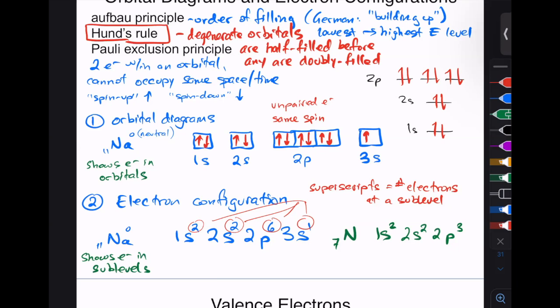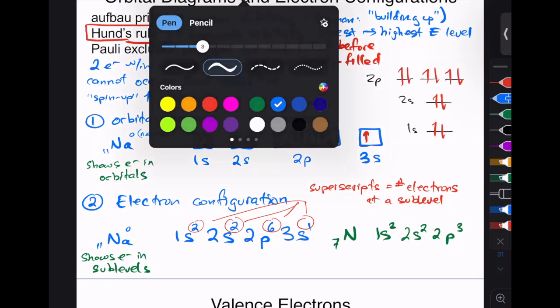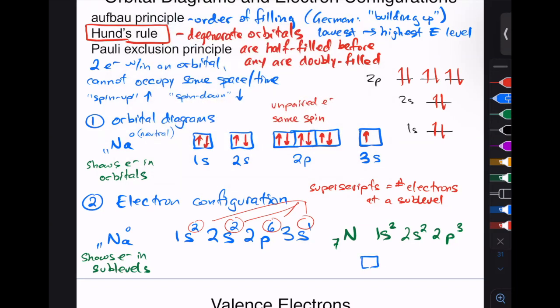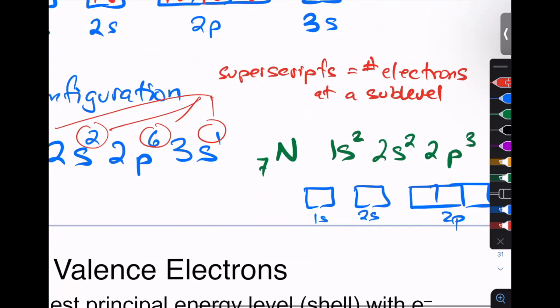If I showed it as an orbital diagram, well, I don't need to write that out. I think you'll know. Well, sure, let's go ahead and put that in as an orbital diagram. That would be the 1s. That would be the 2s, and then the 2p. And that would look like this. So here, let's do the half arrows because it's a little easier to deal with half arrows. 1, 2, 3, 4, and then 5, 6, 7. Okay?